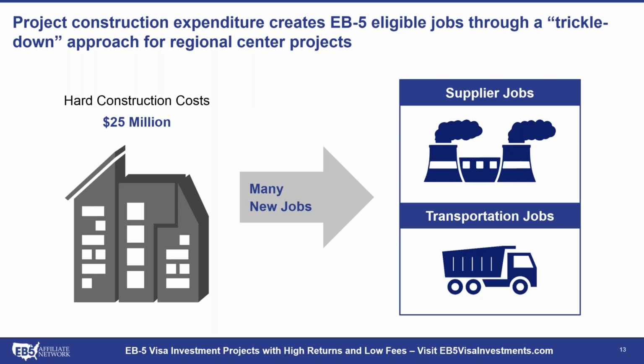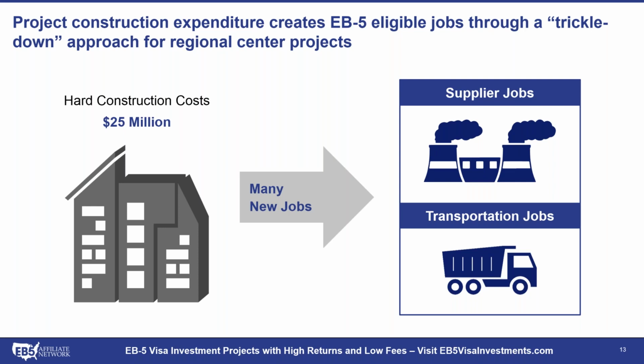So stepping back a little bit to the methodology that's driving how these numbers work, the idea is basically a trickle-down multiplier effect. So you're spending 25 million on hard construction costs, let's say, but that money is going to result in additional supplier jobs for raw materials like bricks and steel and wood, and it's also going to result in additional transportation jobs. There's going to be truck drivers and crane operators and other employment effects that happen as a result of you purchasing those raw materials for $25 million.